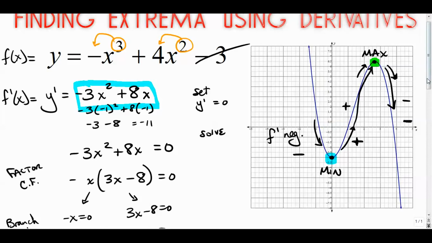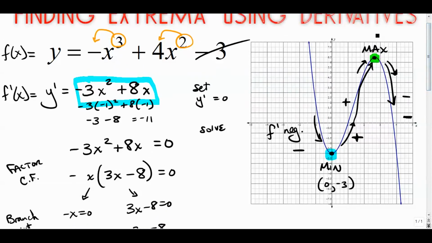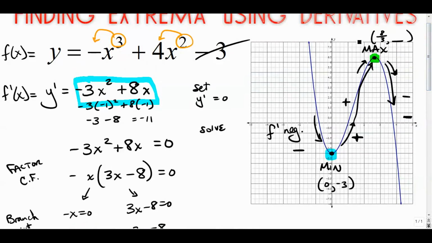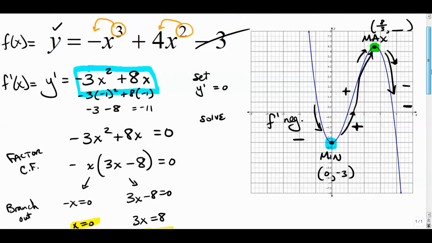And there you go. So if you wanted to figure out the minimum, it's 0, -3, we did it in the last video, and the maximum value is at 8/3, whatever it is, 6.4 something, 6.48, I think it was. And to get those actual y values, you would just plug it back into the original. So there you go. Using derivatives, the first derivative specifically, to find extrema.